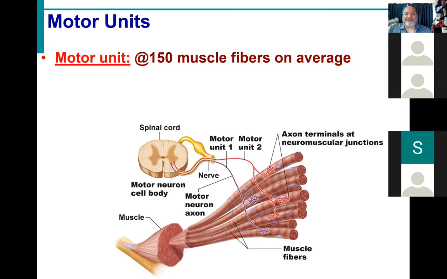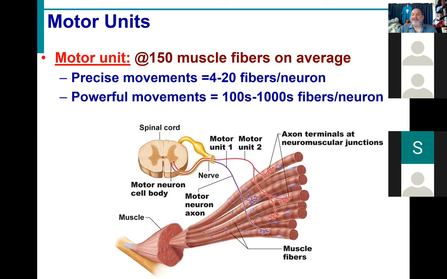However, when you want to kick that 50-yard field goal to win the game in overtime, for that you need coordination of large numbers, hundreds and thousands of muscle cells working together that aren't going to give you the same type of precision, but give you a massive amount of power.